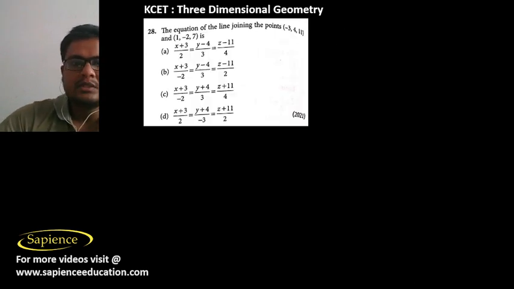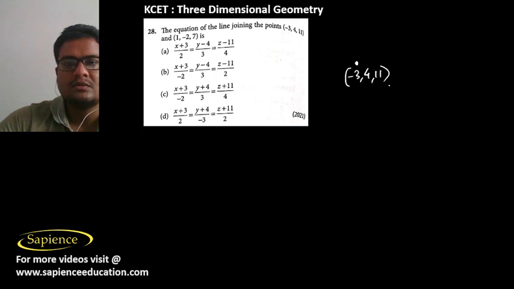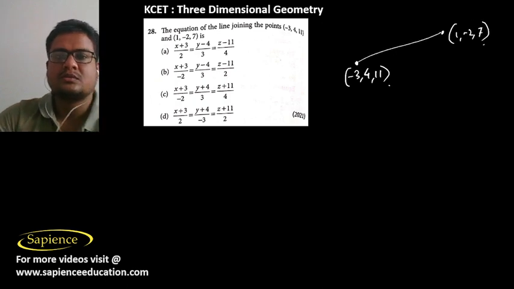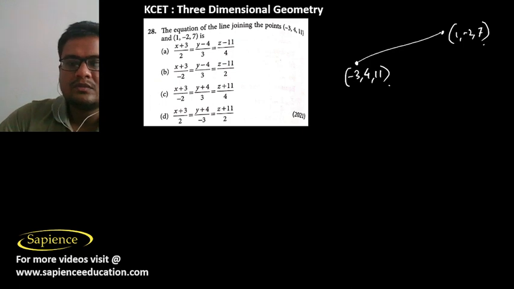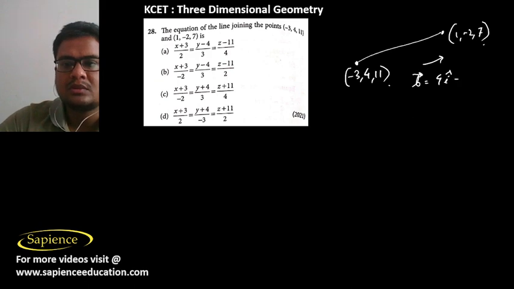Then in question number 28, it is told the equation of the line joining the points minus 3, 4, 11 and 1, comma minus 2, comma 7. What is the equation of this line? So first we can find the direction ratios, that is the vector B, equal to 1 minus 3, that is minus 4 i cap, then minus 2 minus 4, that is minus 6 j cap, 7 minus 11, that is minus 4 k cap.